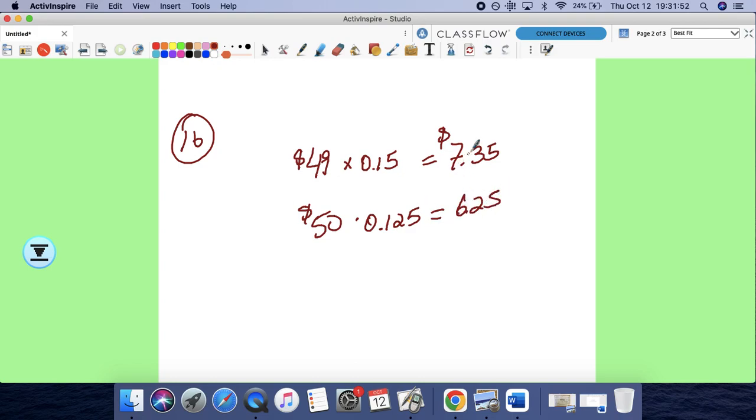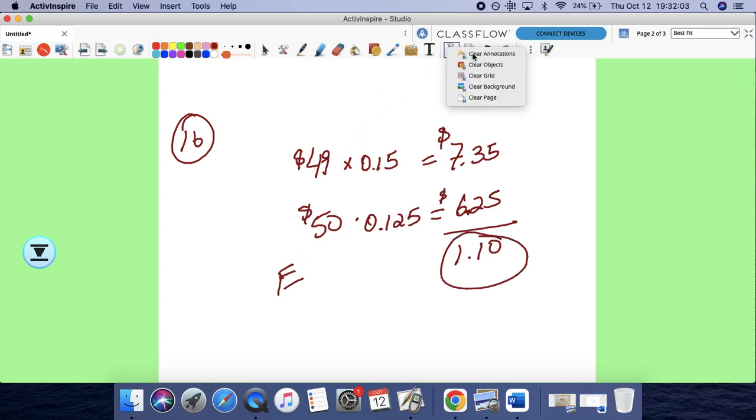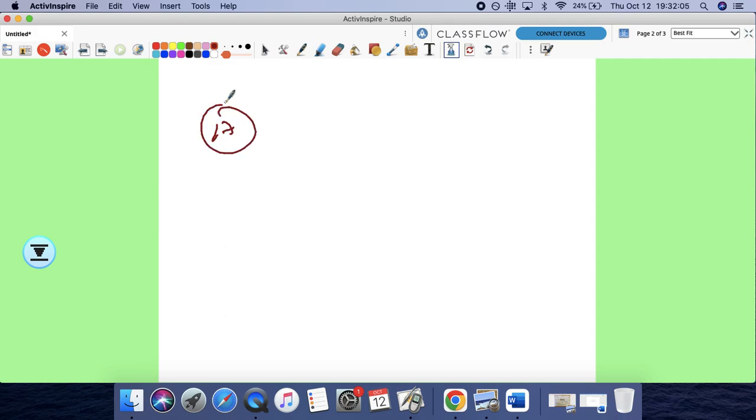So how much more is the 49 and under? 49 and under is going to be, well, $10, $1.10. So the answer is 17.